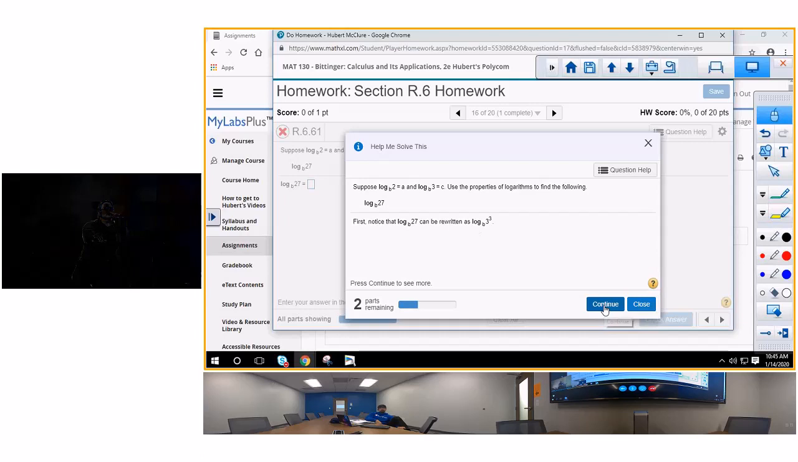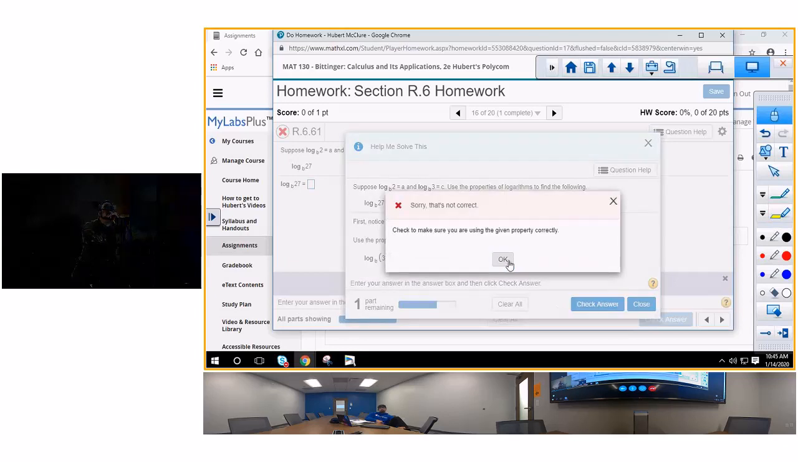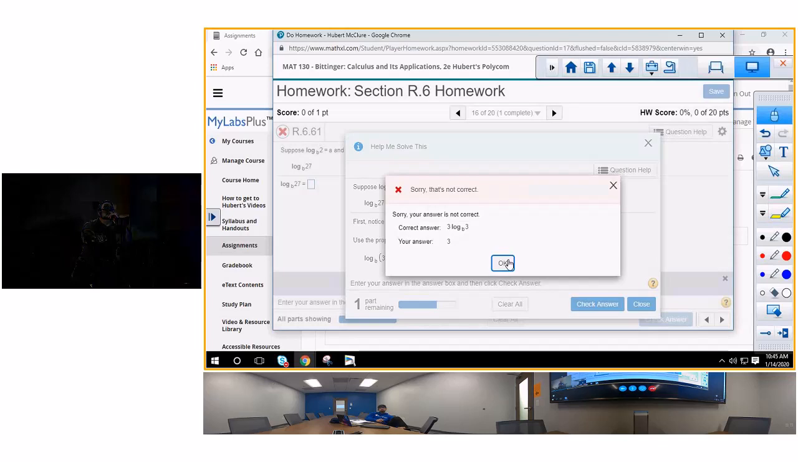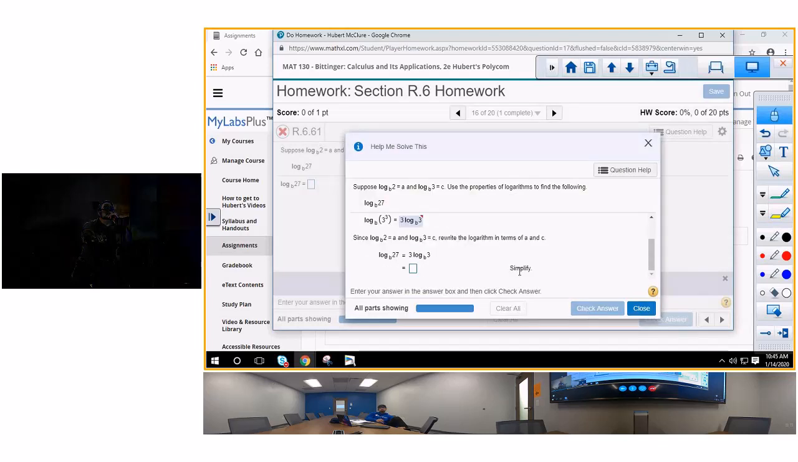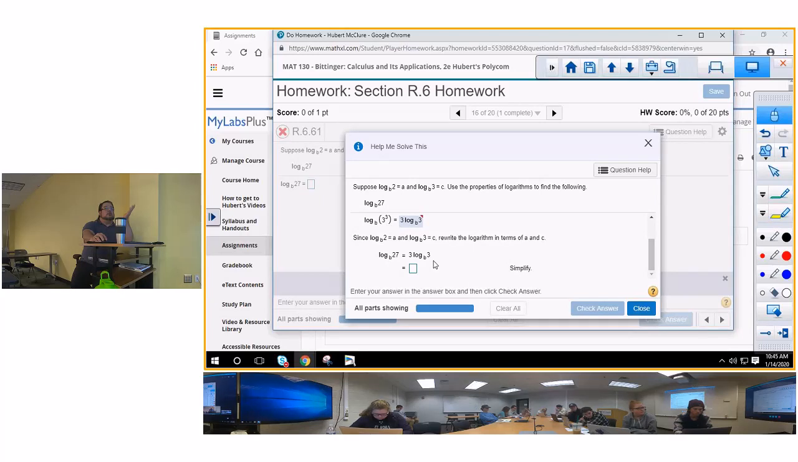But I'm trying to see what they're actually doing with the 2. 3 to the third power, that would be 3 log b of 3. I'm just going to put 3 log b of 3. And then log b of 2, yep, 3 log b of 3. Since log b of 2 is equal to a, and log b of 3 is equal to c, is that given?